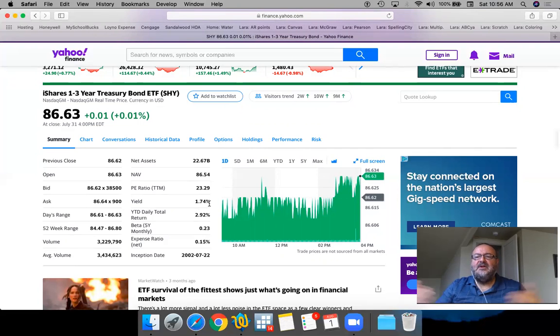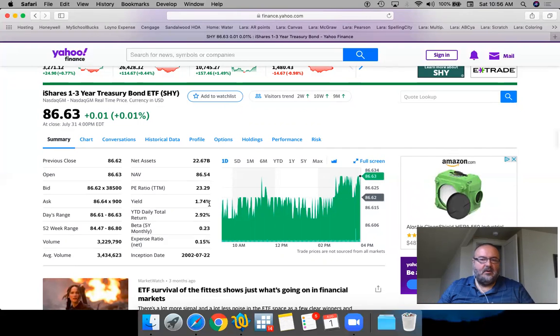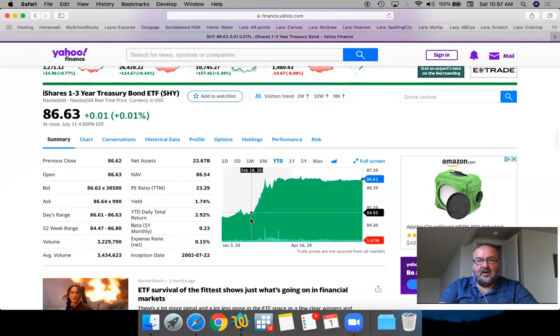It doesn't have operations. This specific one buys bonds and then pays you whatever they earn on those bonds in terms of coupons and in terms of buy-sell capital gains. Now, if you look at this compared to year to date, notice how pre-coronavirus, it was about 85. Now it's about 86. Yes, on the chart it looks like a huge jump, but it really is not.